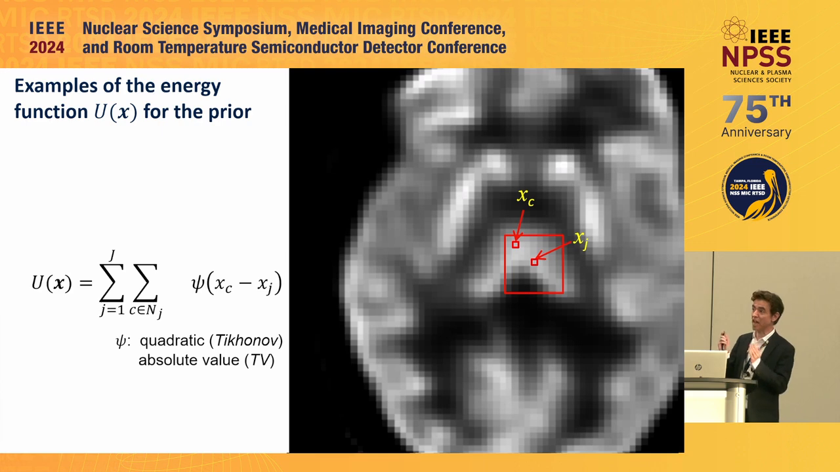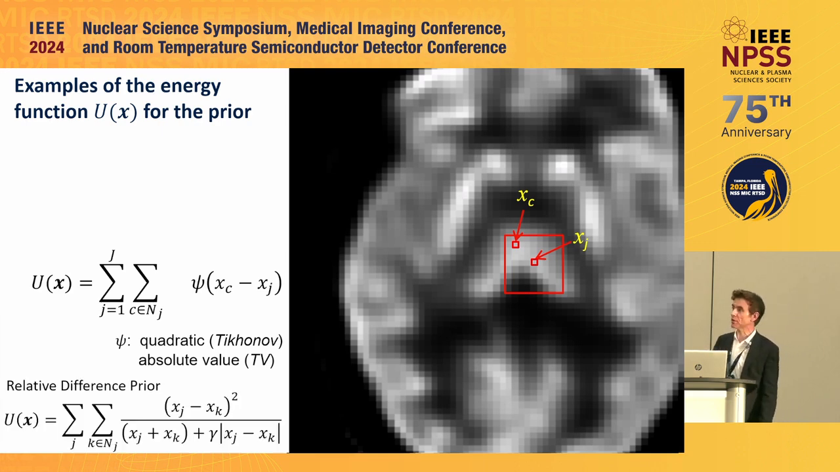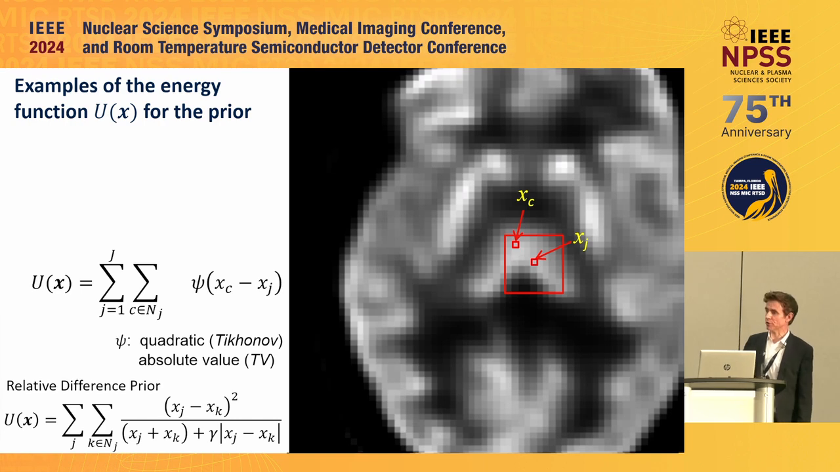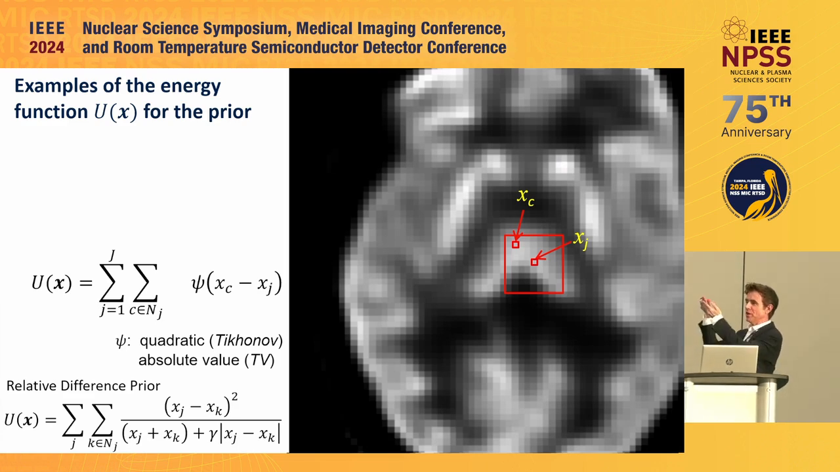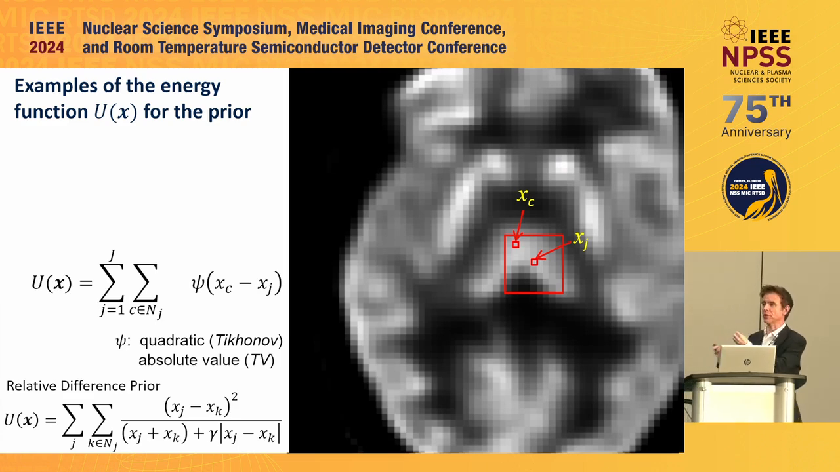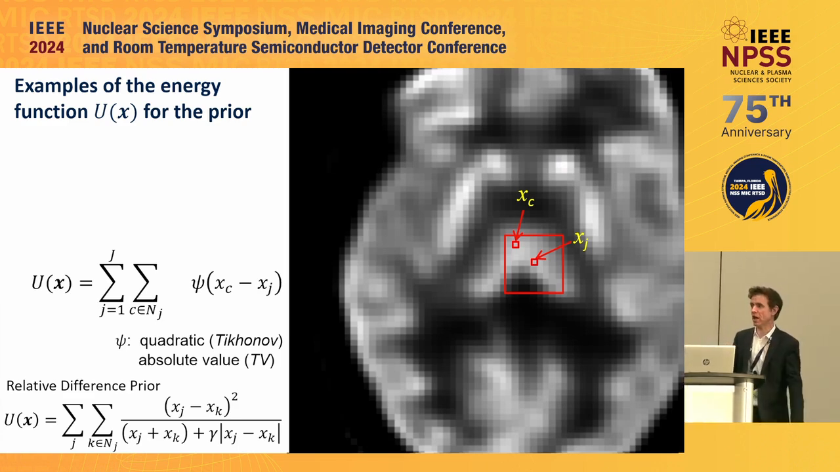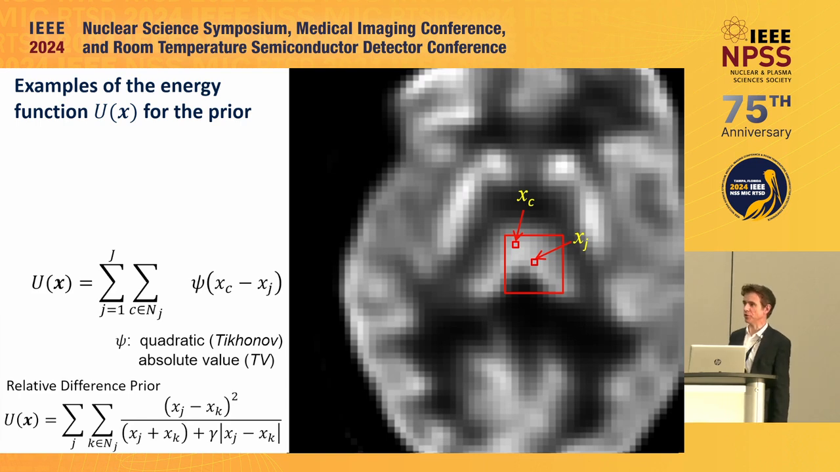If we were to take instead the absolute value instead of the square, then that would be total variation. And then one that's already been shown earlier today, the relative difference prior, is like a modified version of that where we take into account the overall magnitude of the pixel values that we're looking at the differences between. So we begin to account for the relative difference, if you like, rather than the absolute one. So we don't want to unduly penalize values just because they're large.